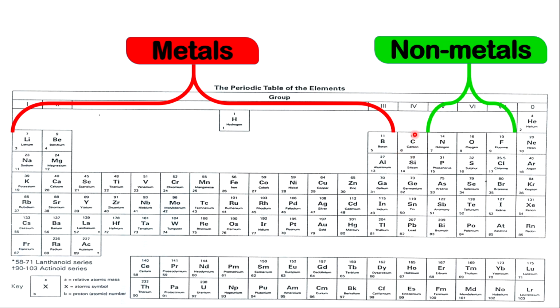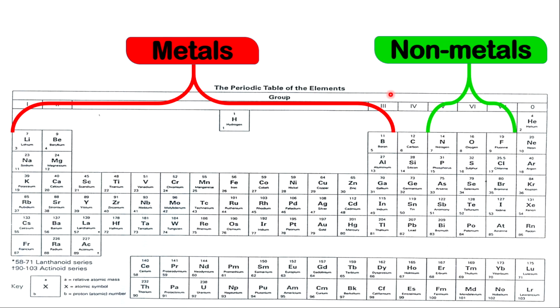I will be doing a lesson on the trends and properties of the periodic table, and you'll realize that there are some exceptions, which we call metalloids. But for now, the general rule: groups 1, 2, and 3 are all metals. Groups 5, 6, and 7 are classified as nonmetals.